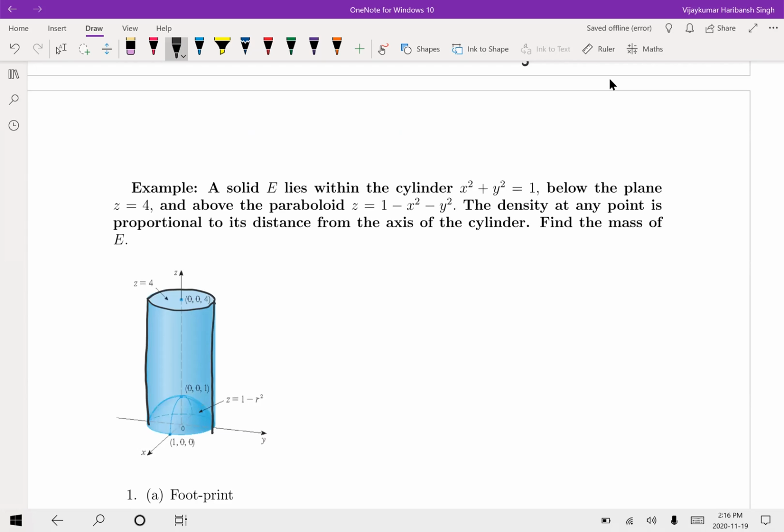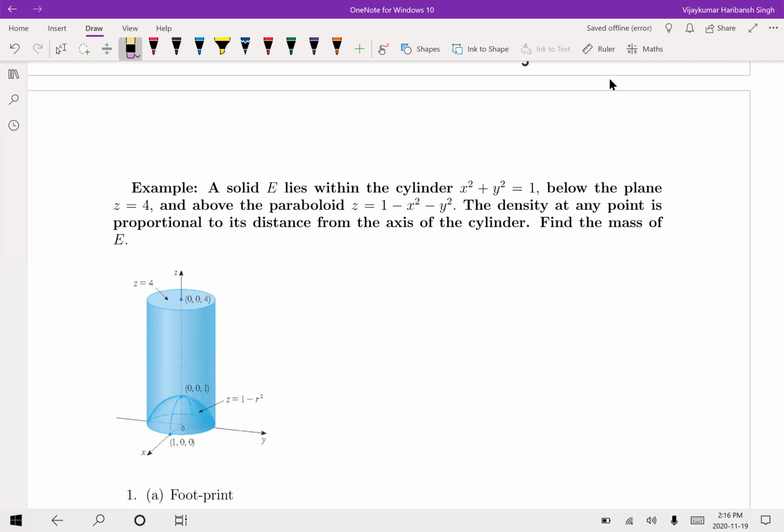Okay. And below the plane z equals 4. So z equals 4 will basically cut it just like that. And above the paraboloid, z equals 1 minus x squared minus y squared. So that paraboloid is over here. Yeah, so that is the paraboloid. So you are above this paraboloid and below this plane, so the parts here. Okay, so let me just erase that now. The idea is clear.